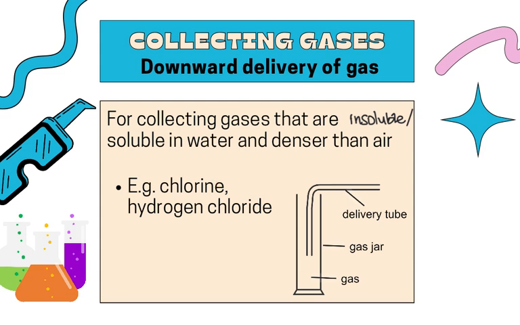Chlorine and hydrogen chloride. Now, chlorine has a formula of Cl2. How do you know whether it is denser than air? When you work out the Mr, it is 2 × 35.5. We are looking at an Mr of 71. It's definitely denser than air, which is roughly around 28 to 30. Next, hydrogen chloride. When you work out the Mr, it's 1 plus 35.5, so the Mr is 36.5. Again, it is denser than air, so therefore it can be collected downward.